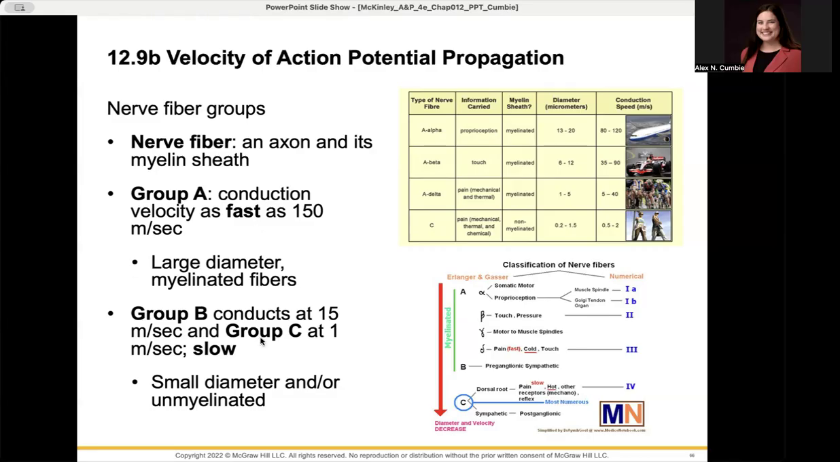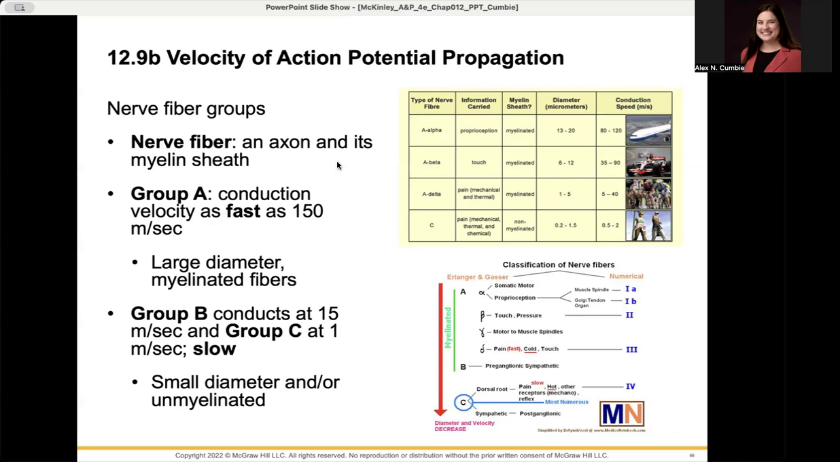Group B and Group C are a bit slower. Group B is kind of in the middle there, okay? And I don't even have it on this chart, but there is Group B in here. They conduct at 15 meters per second, and Group C is very slow. Group C really has no myelination associated with these axons, and they move 1 millimeter per second.